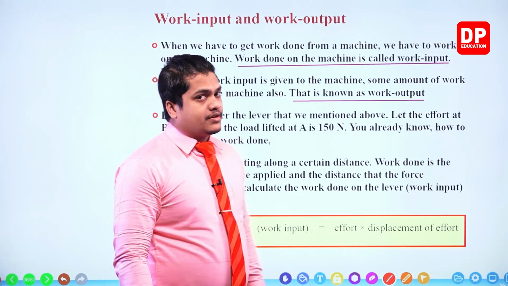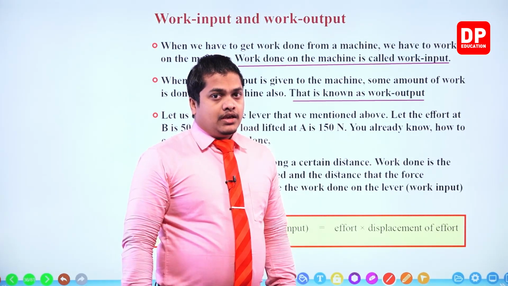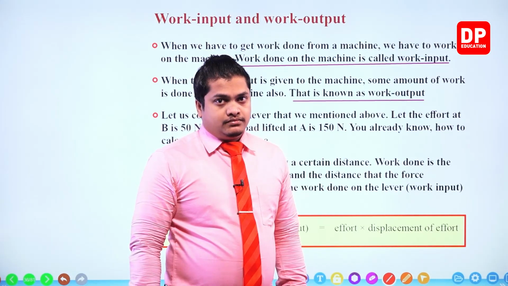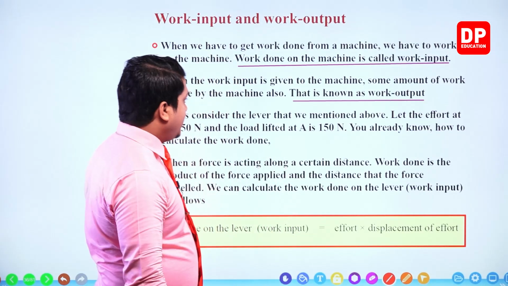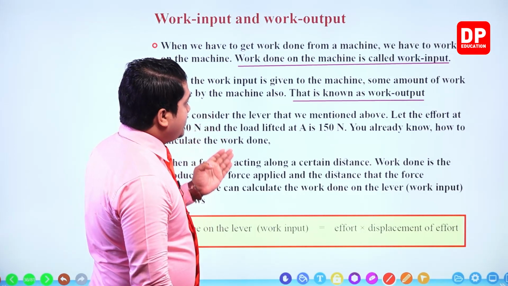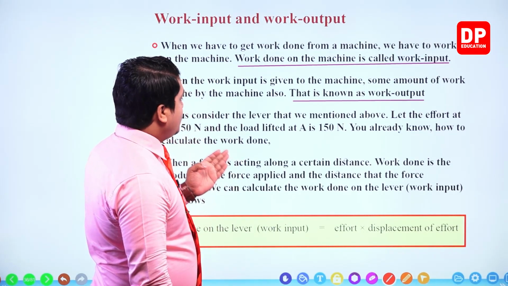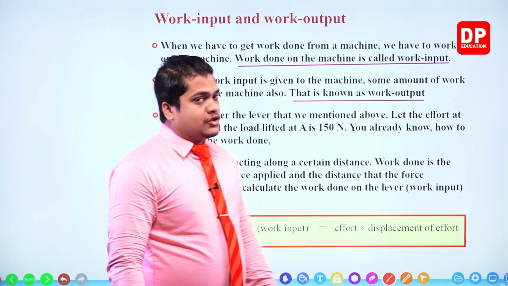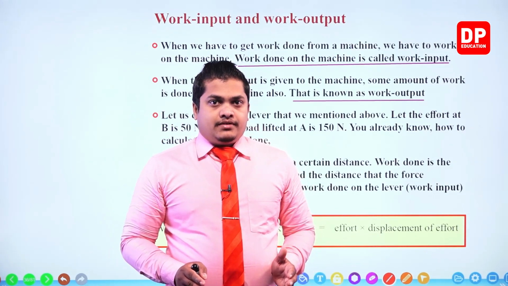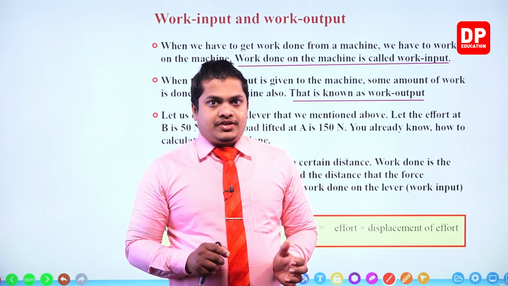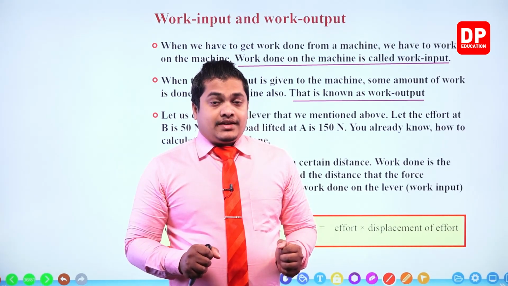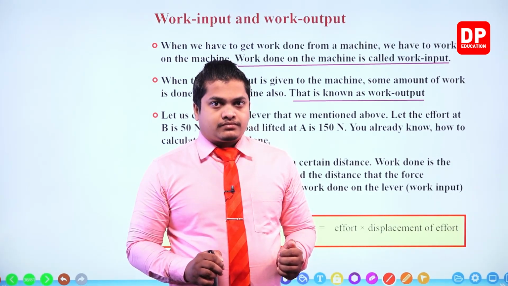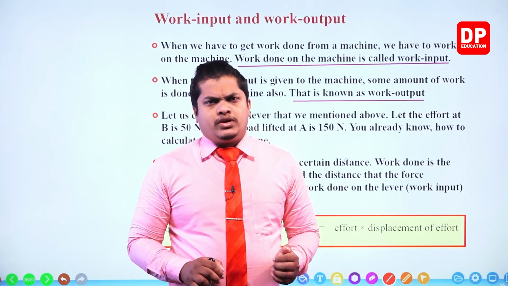Work input is work done on the machine. That means, my dear children, work input is the amount of work done by the effort. When work input is given to the machine, some amount of work is done by the machine. That is known as the work output. So in a lever, work output is simply the work being carried out by the load, right? How to find out the work done?